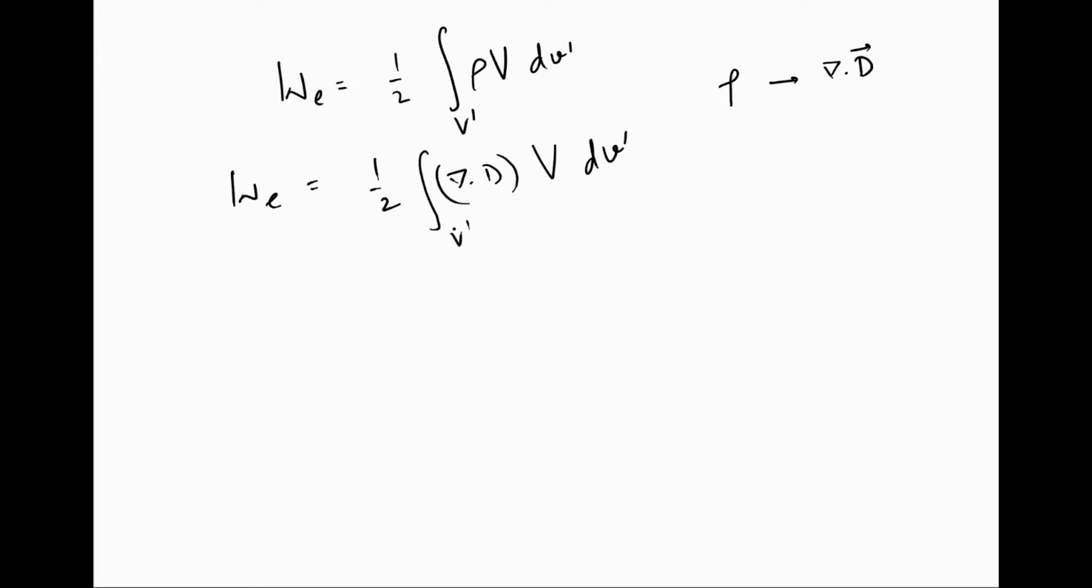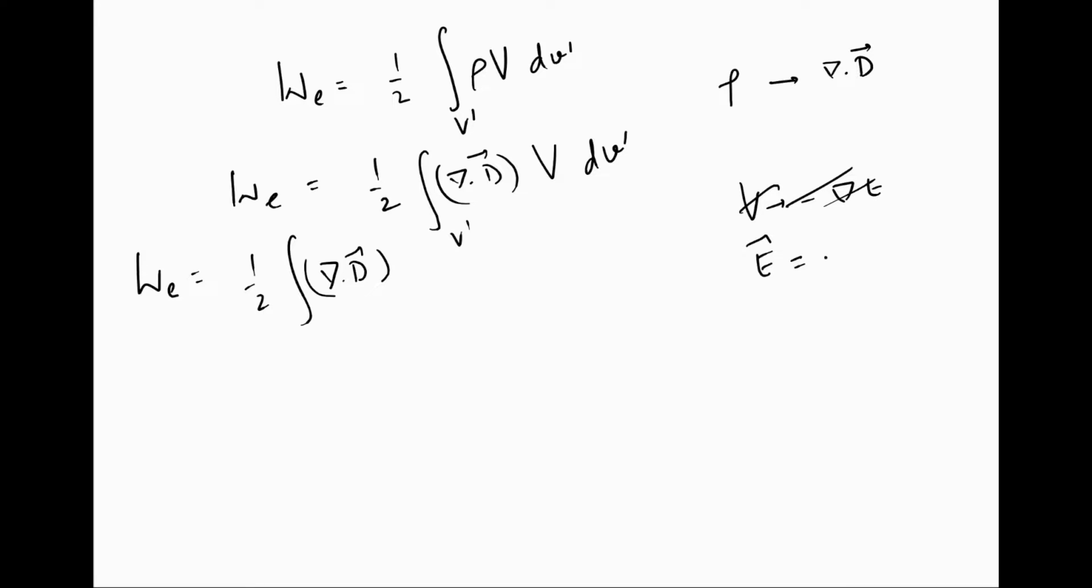over volume V'. Now WE can be written as half of del dot D times V. Now E is simply minus of del V, that is E is equal to minus of del V. We will try to utilize it somewhere. Now how to do that? Because we need to find the energy in terms of the field quantities.